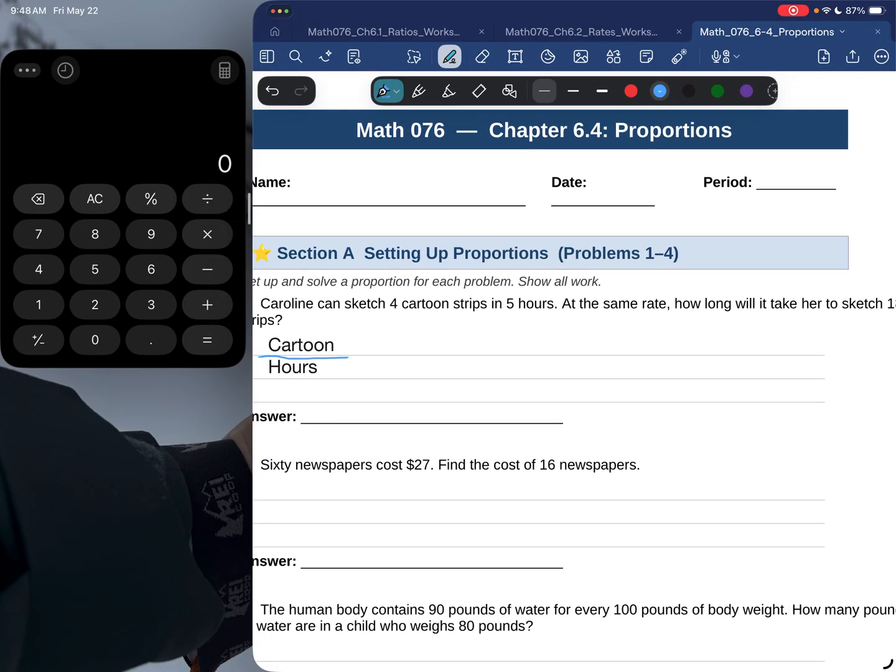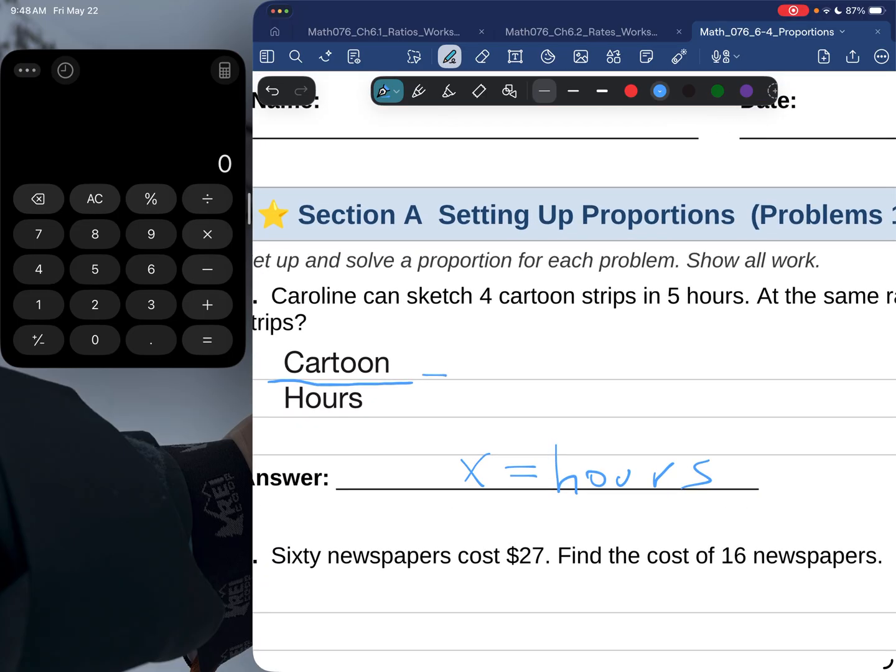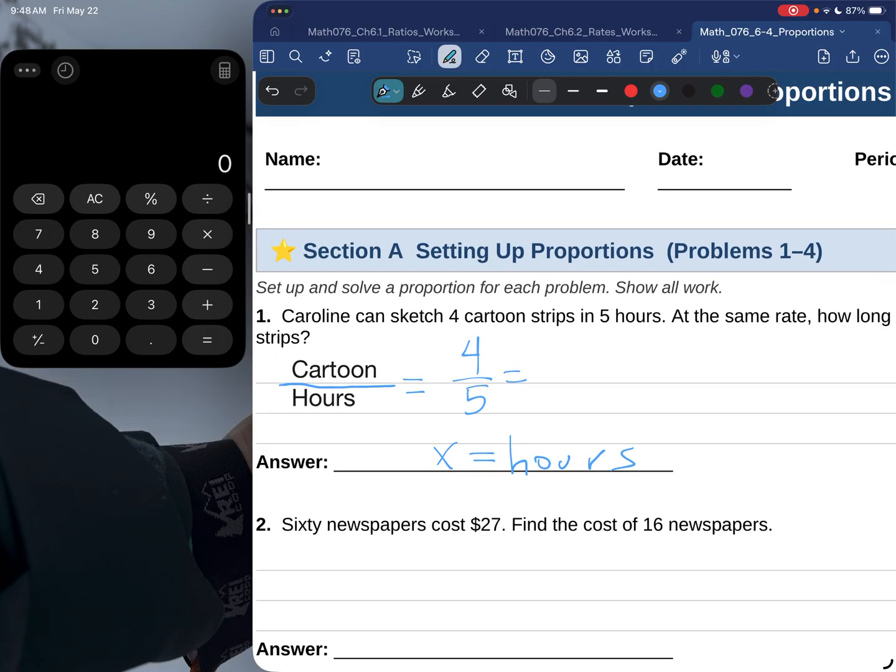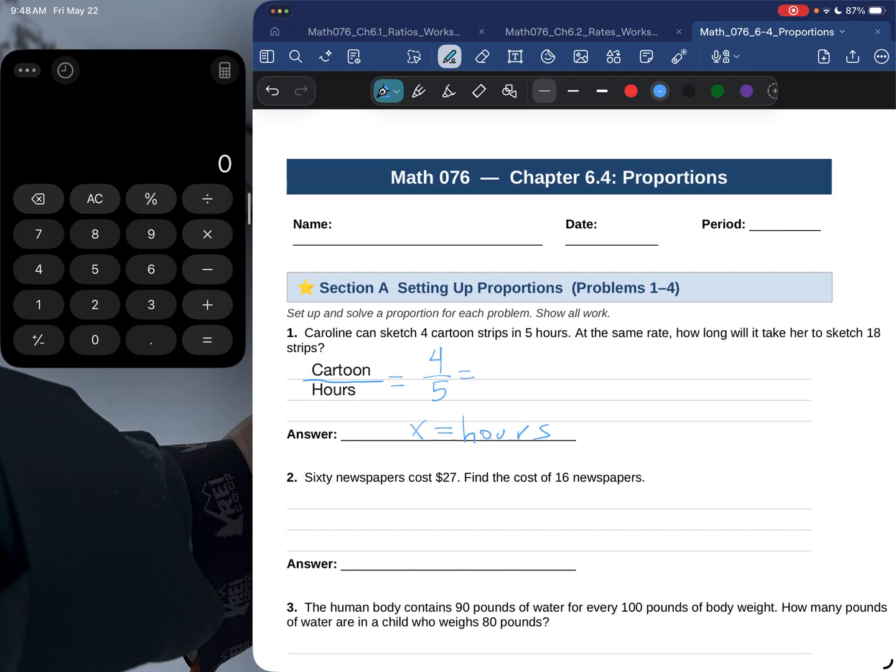At the same rate, how long will it take her to sketch 18 strips? So X is going to be the hours when we do 18 strips. So cartoons per hour. My initial one is 4 cartoons for 5 hours, and then that equals, at the same rate, how long will it take her to do 18 strips? 18 strips is cartoons, so that goes in the numerator. And then my denominator, I have X, what I'm solving for.